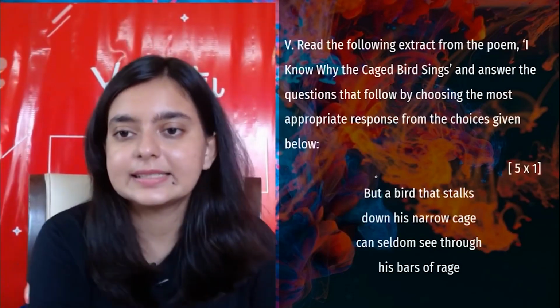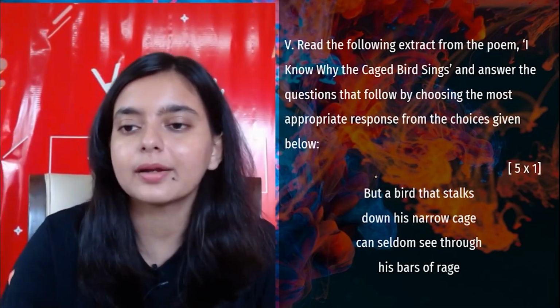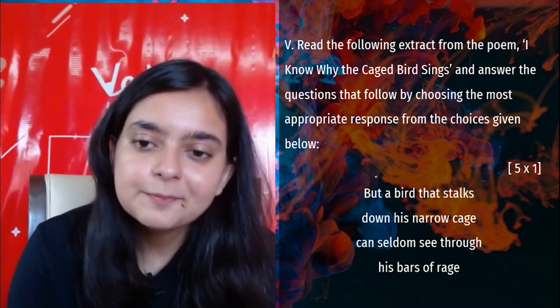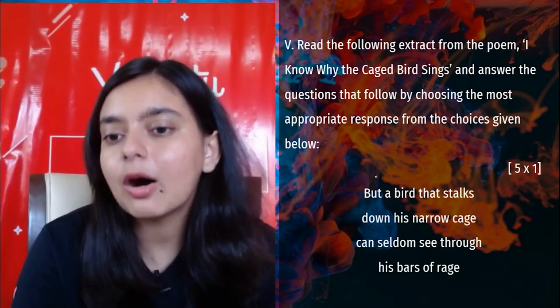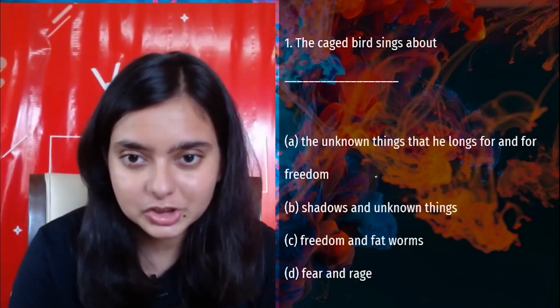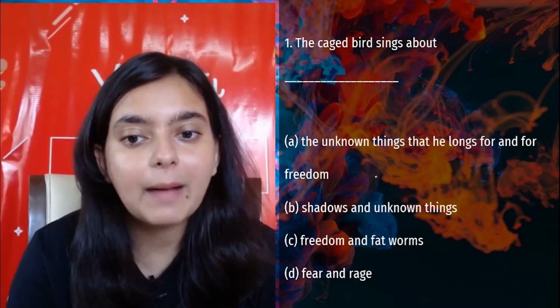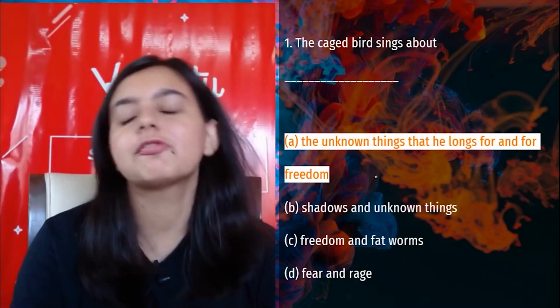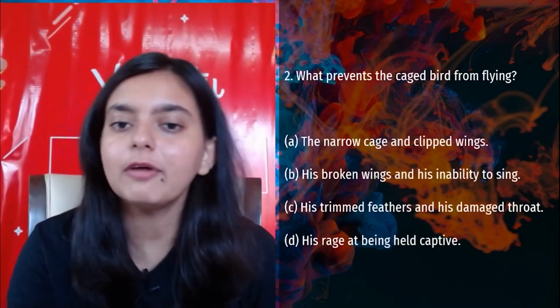Okay. Next is The Caged Bird Sings. We haven't done this yet, but anyways, let us do it right now. And I will be taking up this poem, of course. But a bird that stalks down his narrow cage can seldom see through his bars of rage. The caged bird sings about the unknown things that he longs for and for freedom. Of course, he is caged, so he would long for freedom.